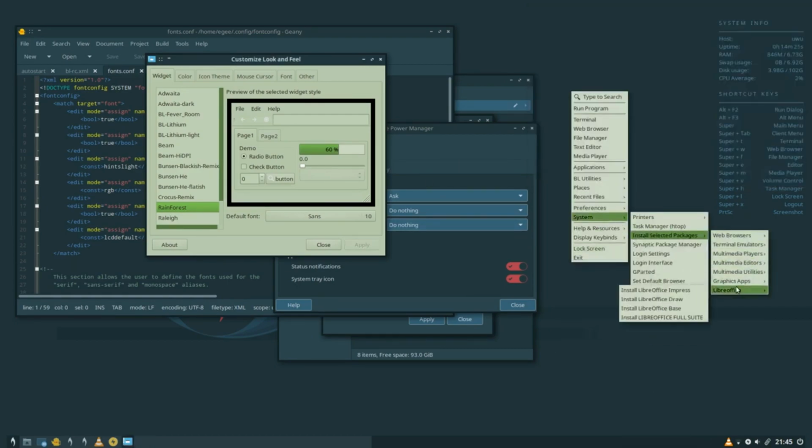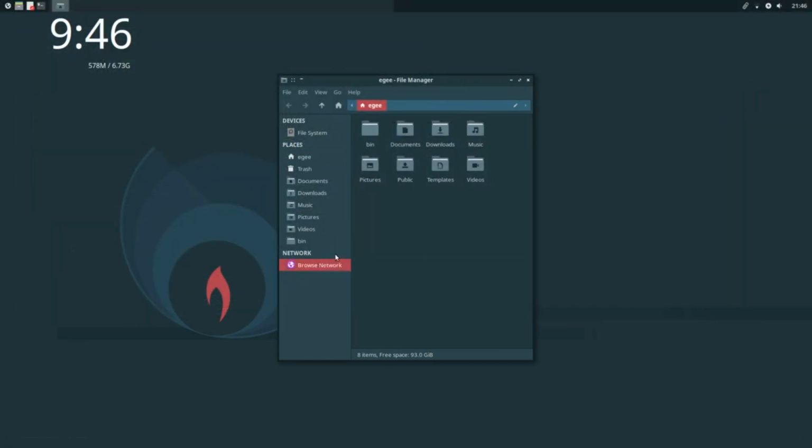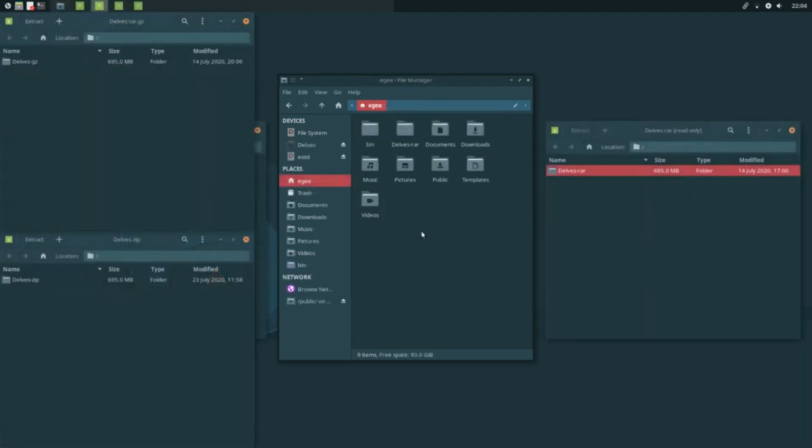I was especially surprised that after seeing the same desktop over and over and over again, Bunsenlabs comes along and does something completely different with the same set of tools. And that's why I'm giving Bunsenlabs Lithium the Freshest Delvey Award.